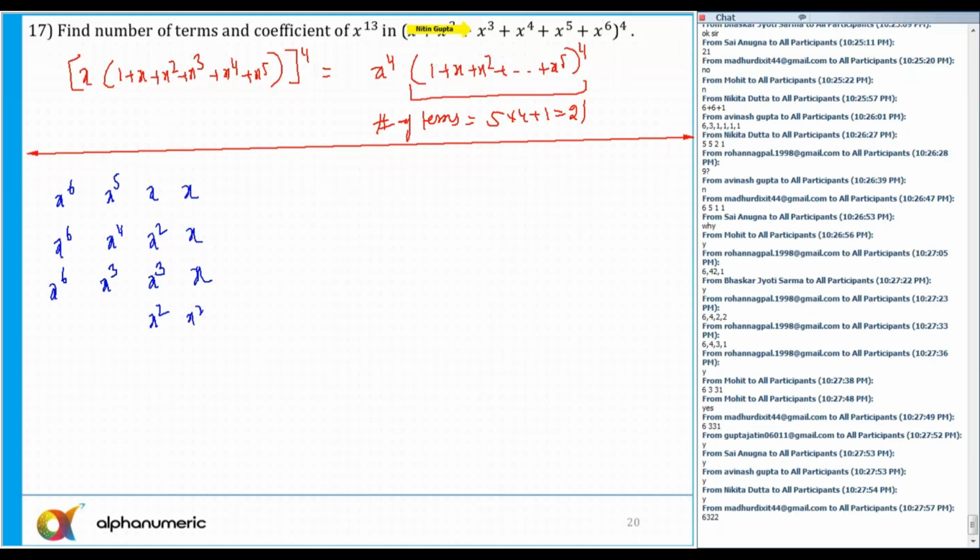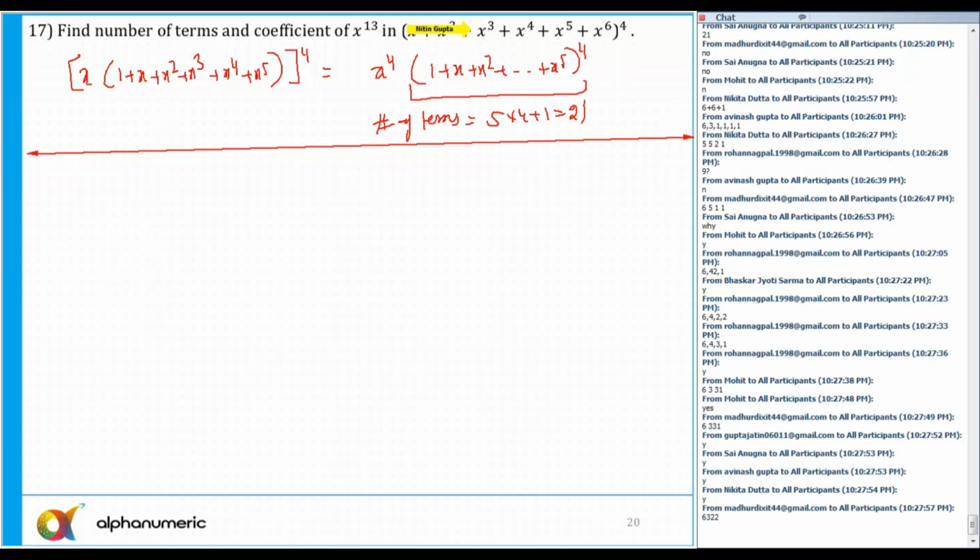So what I can do here is that instead of doing it in this way, we know that there are 4 brackets. That is x plus x square and so on till x raised to power 6, and x plus x square and so on till x raised to power 6, and again x plus x square and so on till x raised to power 6, and then x plus x square and so on till x raised to power 6.